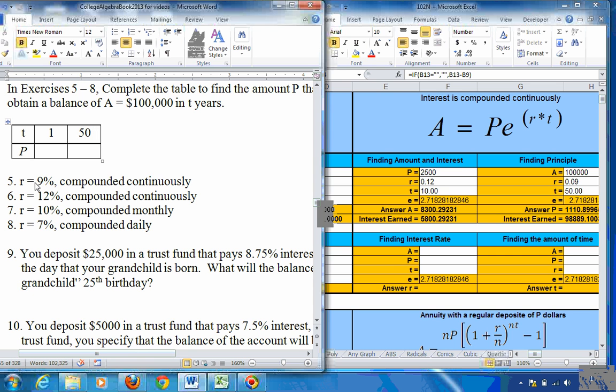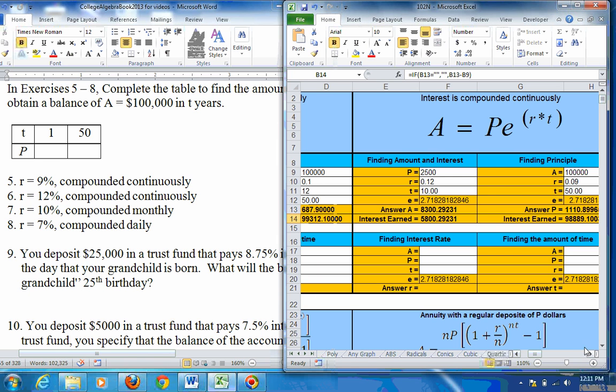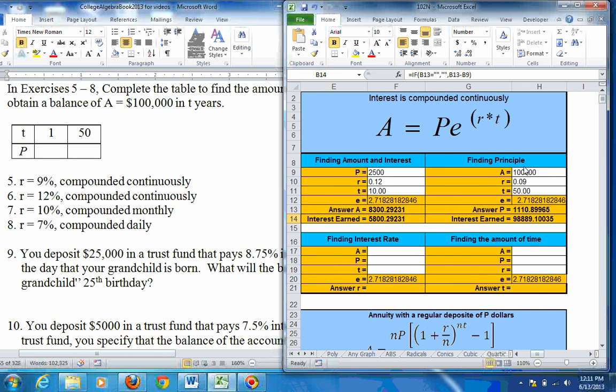And let's do problem number 5. The interest rate is 9% compounded continuously. Well, if it's compounded continuously, you're on the right-hand side of the sheet. We're finding the principal, so that puts us in this little square right here. The amount we want to end up with, told us in the problem, is $100,000, so put that right there. The interest rate, it told us right here in problem 5, is 9%. And I'm just filling in one of these blocks here, the 50, so just put a 50 right in here for T, and the amount that needs to be deposited, your principal, is $1,110 and about 90 cents. And if you want to get when it's 1, just replace the 50 with a 1 and you get it.